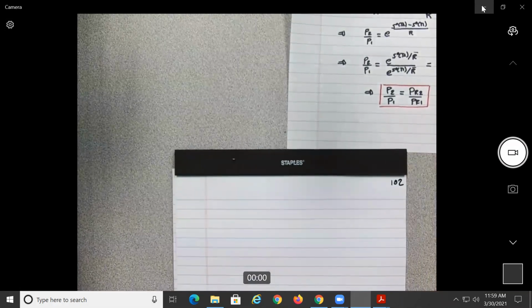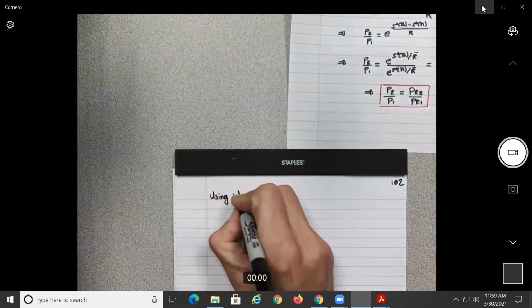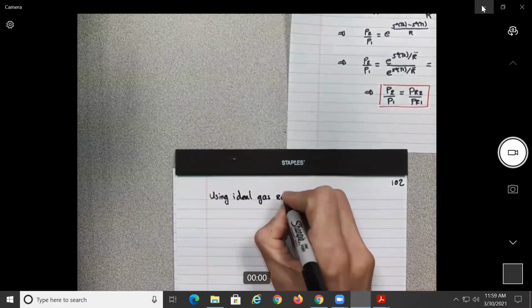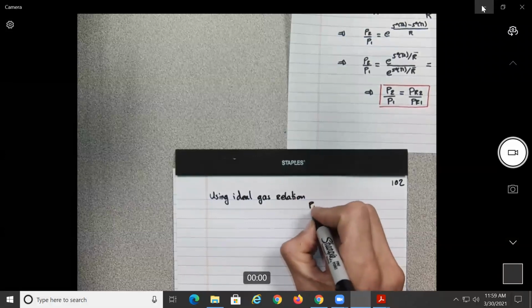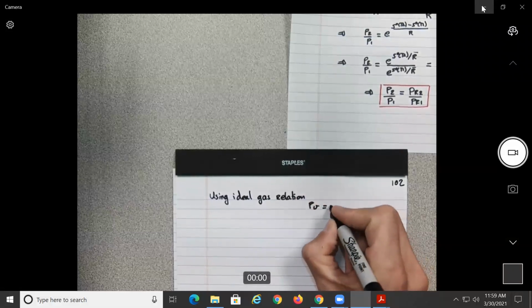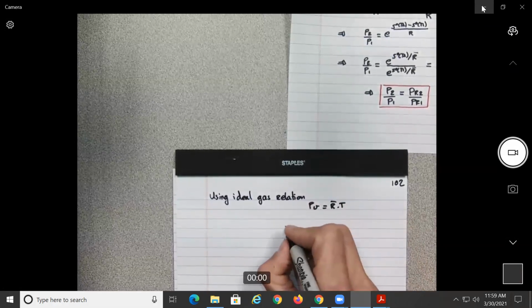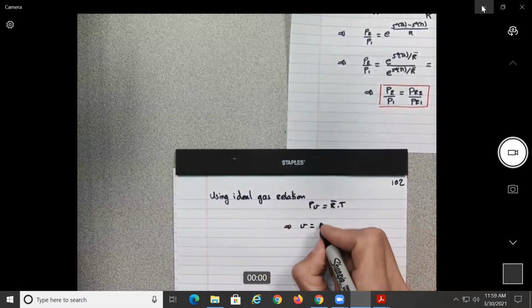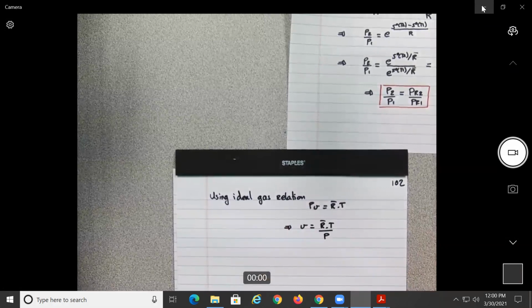Okay, so this is very simple now. Using the ideal gas relation, PV equals R bar T, what do we have? V will be equal to what? R bar T divided by P.